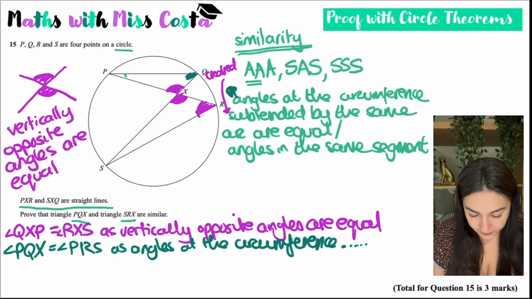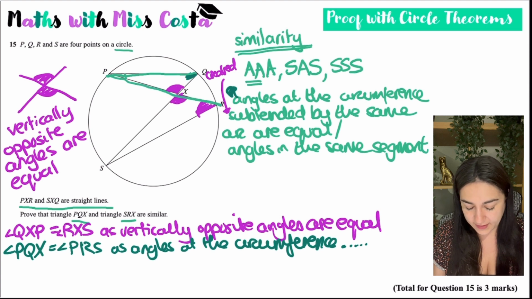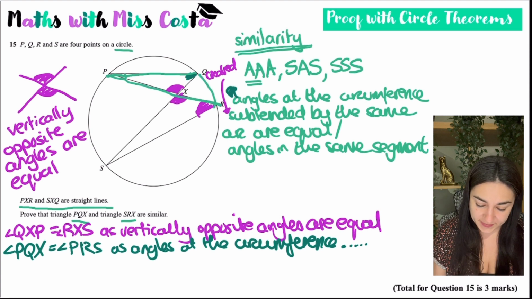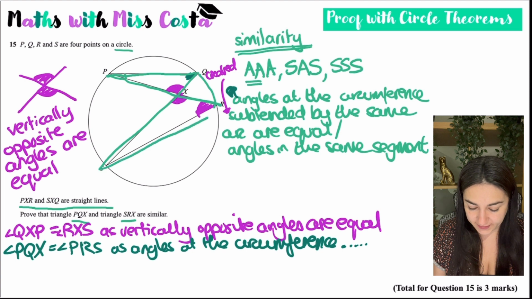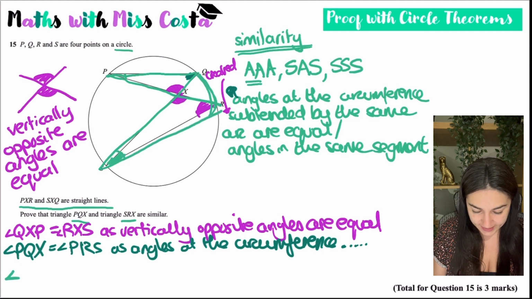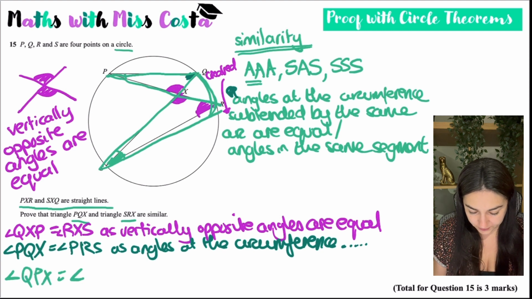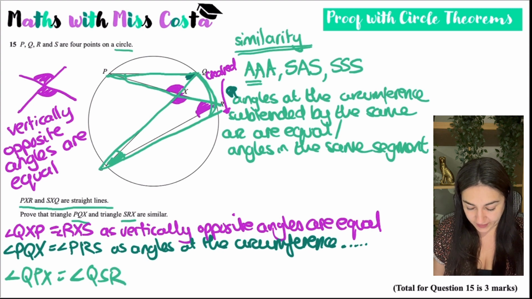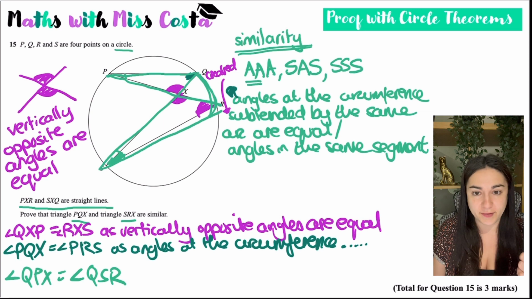It looks like I've got angles at the circumference again. So let's just double check if this is true. Well, if I extend the angle, it's formed by this arc here. If I do the same to this angle, once again, it's created by this arc here. So I could say angle QPX must equal angle QSR as angles at the circumference subtended by the same arc are equal, and that's absolutely fine.